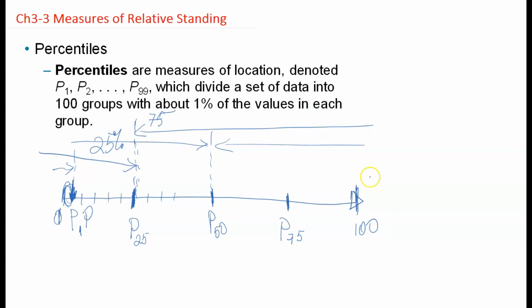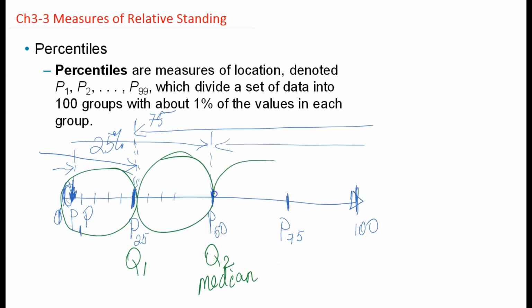Quartiles divide the data set into 4 quarters. Quarter 1, P25 or 25th percentile. Quarter 2 or 50th percentile. It is also the median of a data set. Quarter 3, 75th percentile. And quarter 4.